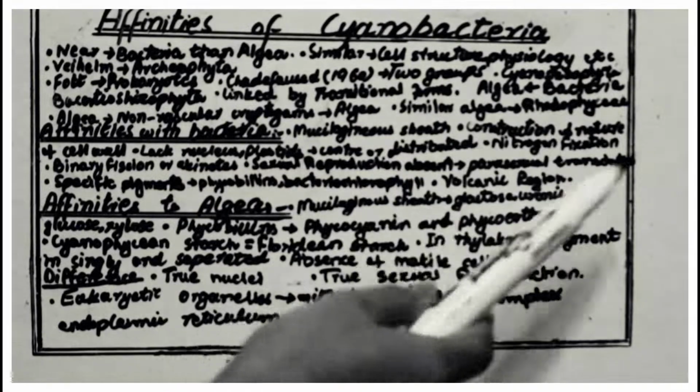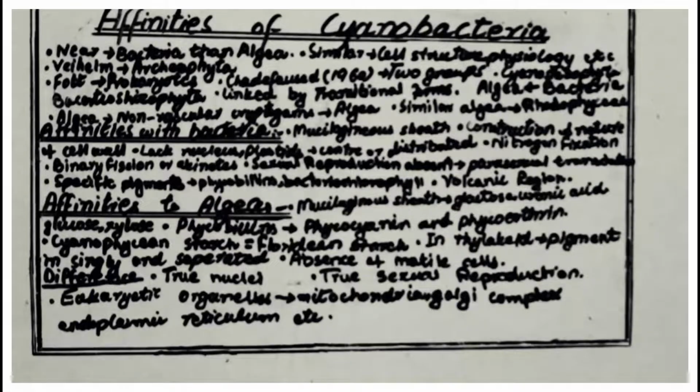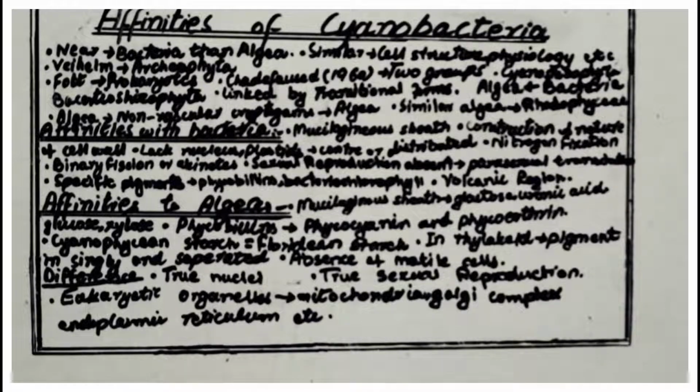The next is nitrogen fixation. Both bacteria and cyanobacteria do nitrogen fixation, a big process. And reproduction: they reproduce through binary fission or akinete formation. They do not have sexual reproduction. Both groups do not have sexual reproduction. Both groups do not have motile cells, as we have discussed already many times. So in these ways blue green algae is similar to the bacteria.